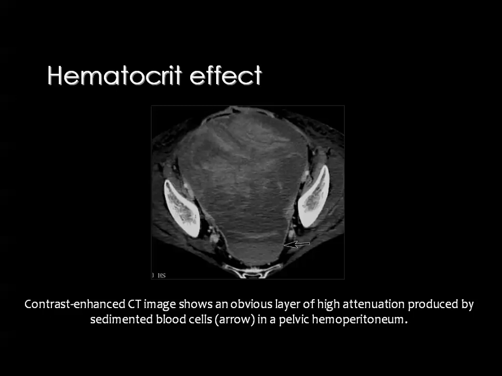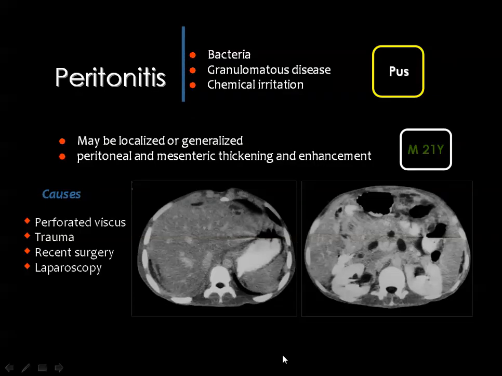The hematocrit effect means that the hemorrhage will sediment in the dependent portions in the peritoneal cavity, forming a sedimentation level. And this is an example of hemoperitoneum, and you see the hyperdense blood which is sedimented posteriorly, forming this sedimentation level, which is known as the hematocrit effect.